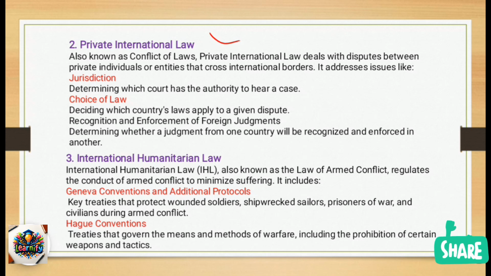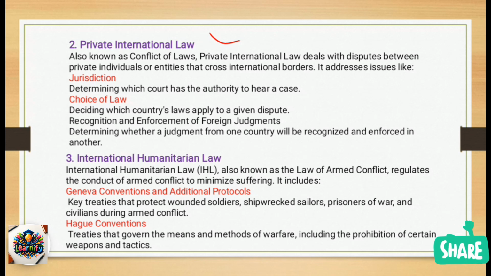Private international law, also known as conflict of laws. Private international law deals with disputes between private individuals or entities that cross international borders. It addresses issues like jurisdiction, determining which court has the authority to hear a case; choice of law, deciding which country's law applies to a given dispute; recognition and enforcement of foreign judgments, determining whether a judgment from one country will be recognized and enforced in another.